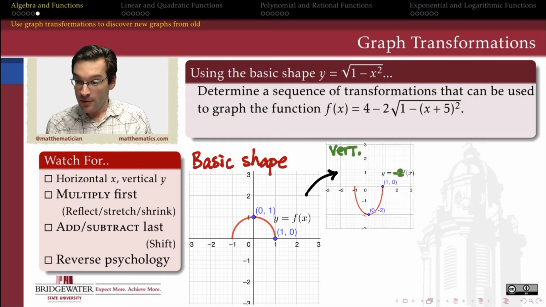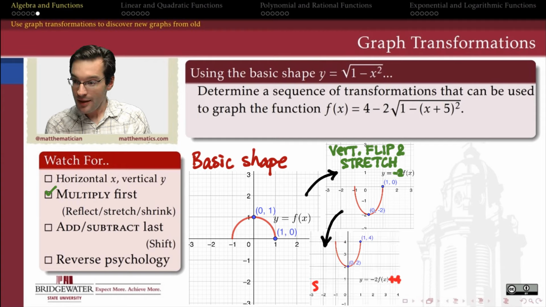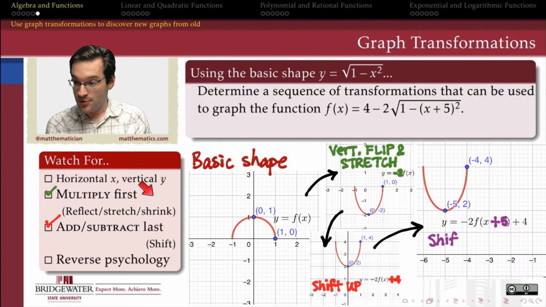First of all, thinking about all the multiplying or dividing that I might need to do. I'm going to multiply by this -2 out in front, and that's going to vertically flip and also stretch my graph by a factor of 2. And then I'm going to do my adding and subtracting. If I add 4 to my function, that's going to shift my graph up by 4 units.